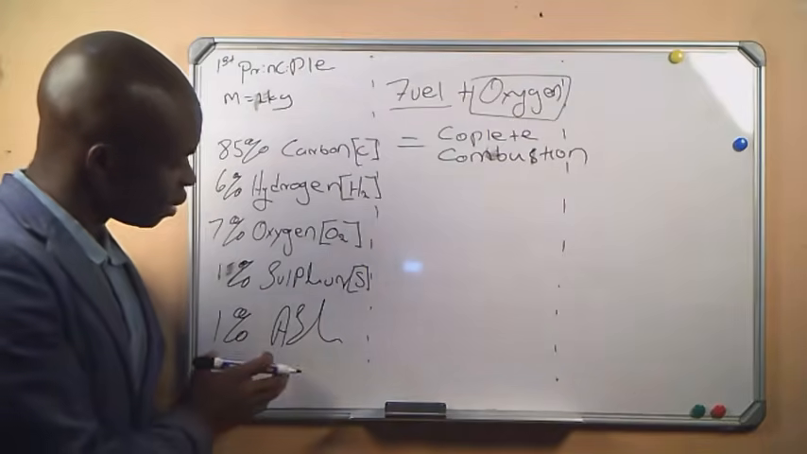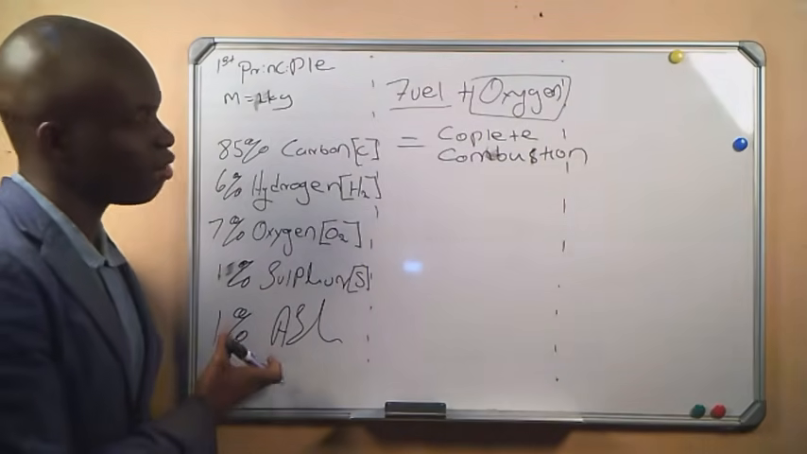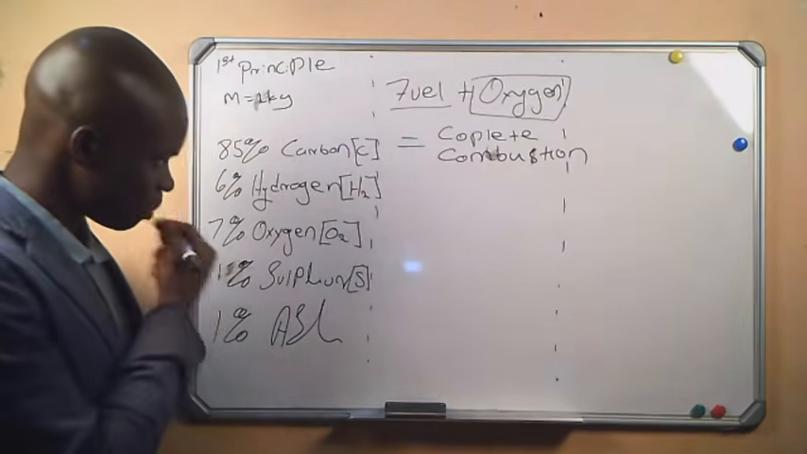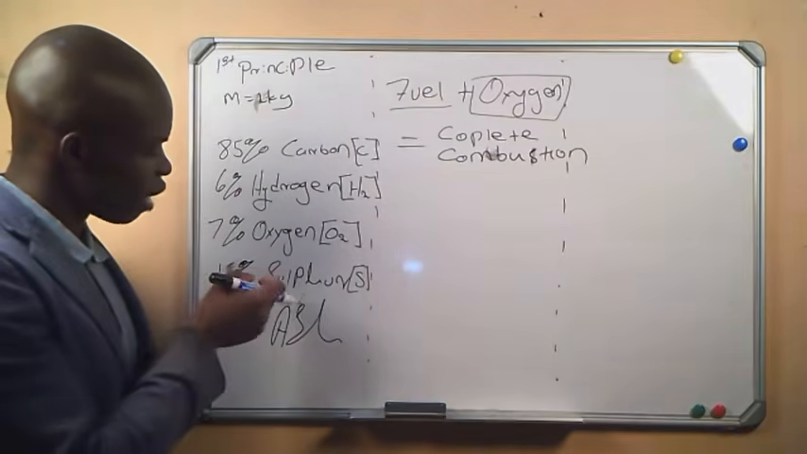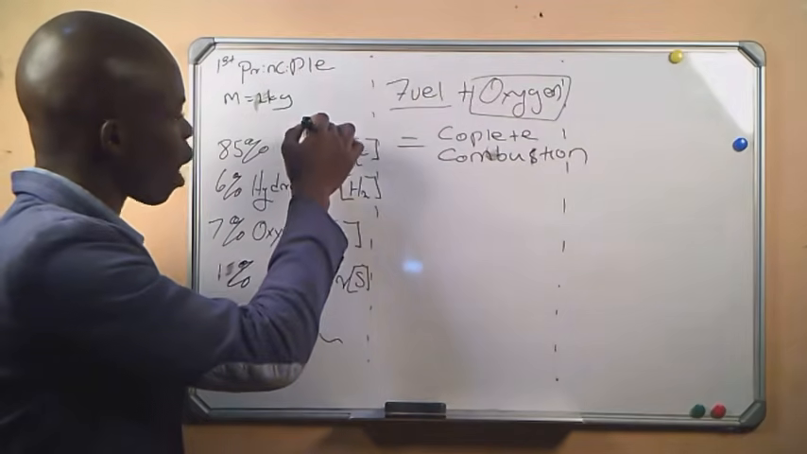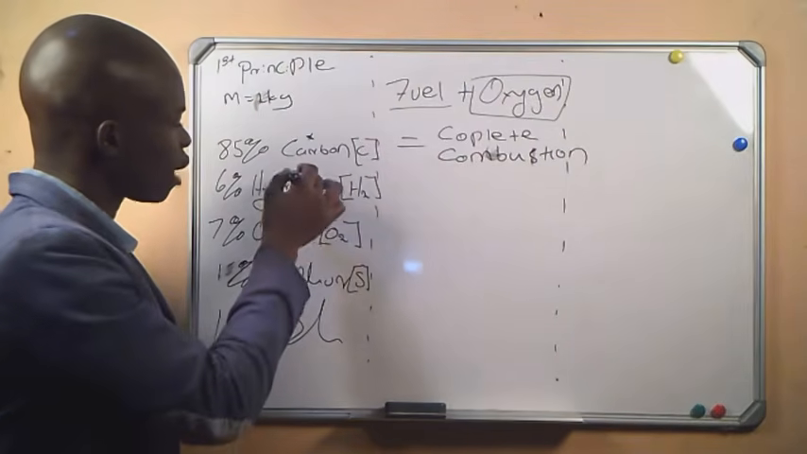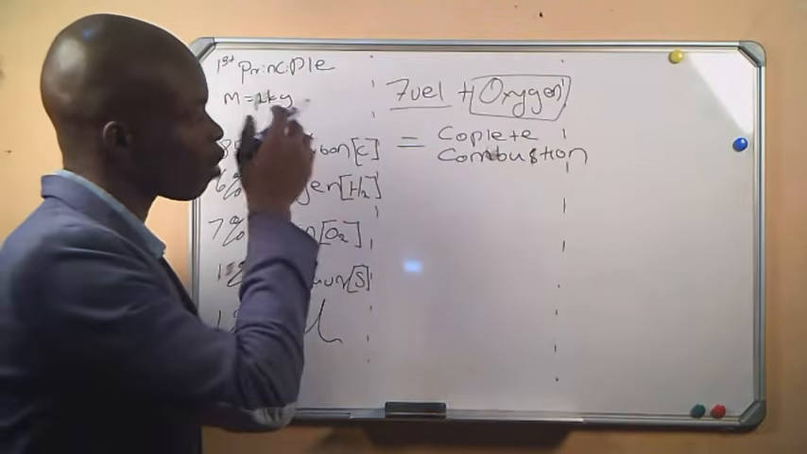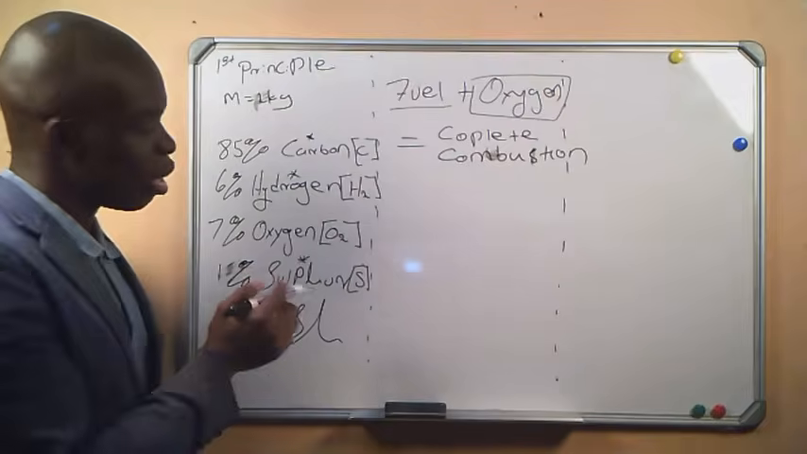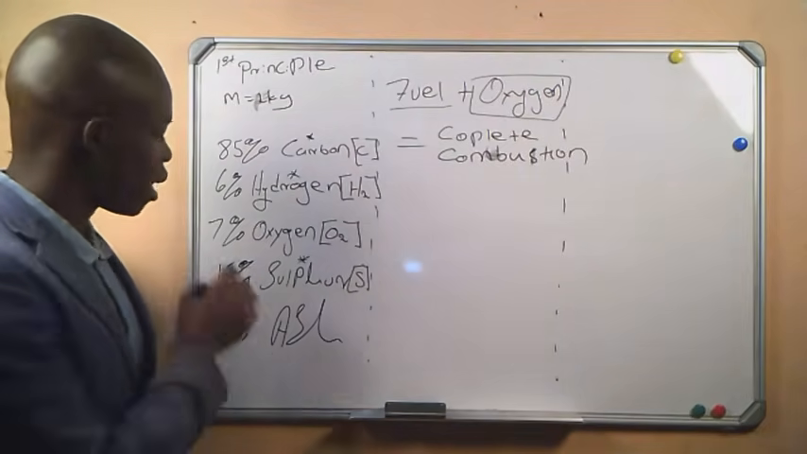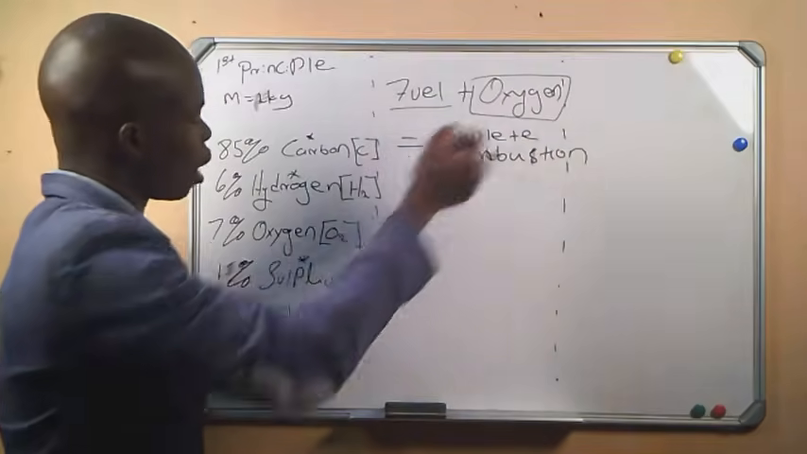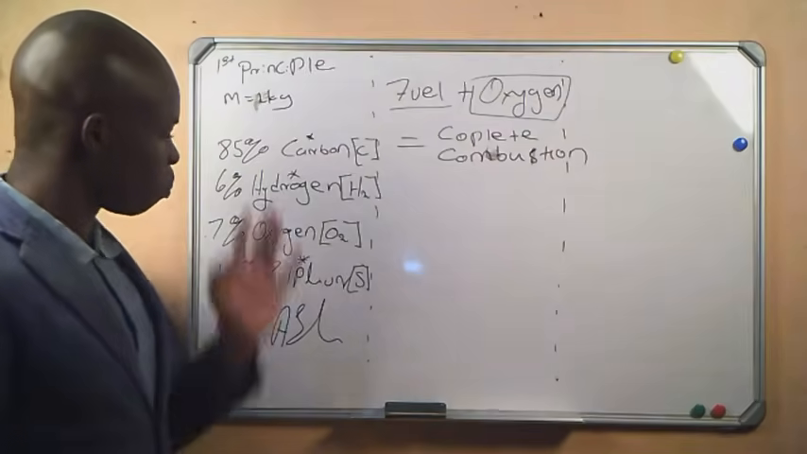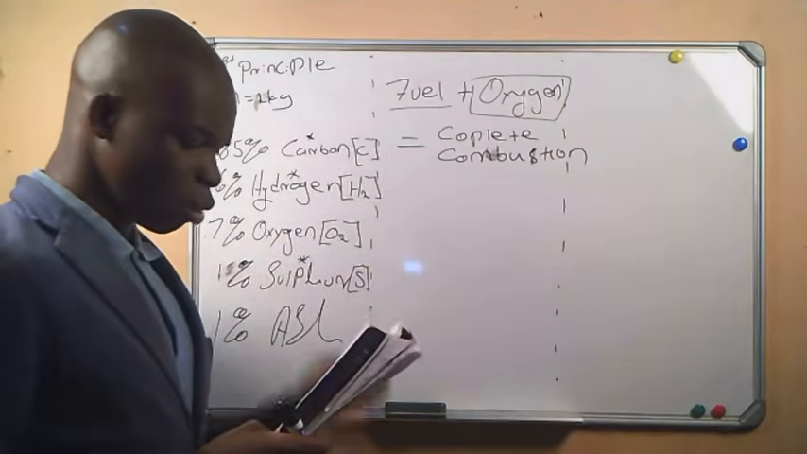So these molecules that we are given, which we were told are what makes the fuel: carbon, hydrogen, oxygen, sulfur, and ash. Only these three, which are carbon, hydrogen, and sulfur, will take part in the reaction and be burned. Ash will not burn, and oxygen is not going to react with oxygen. So oxygen will be used to burn the others. And then we continue.